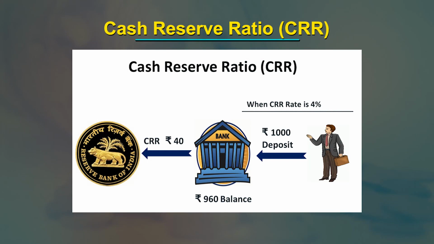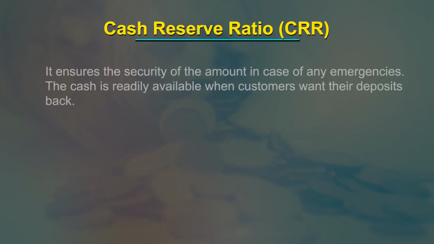The cash reserve ratio, students, I mentioned this thing while discussing functions of the central bank. If a commercial bank wants to do business, then out of the total money deposited in the commercial banks, this money is being deposited by common people like us, a certain fraction is to be kept with the Reserve Bank of India. Again, this is a kind of buffer stock. In case of any emergency, RBI may come up to bail out those banks, RBI may come up to bail out the economic problems. So it ensures the security of the amount in case of any emergency, as I just mentioned, the cash is readily available when customers want their deposits back.